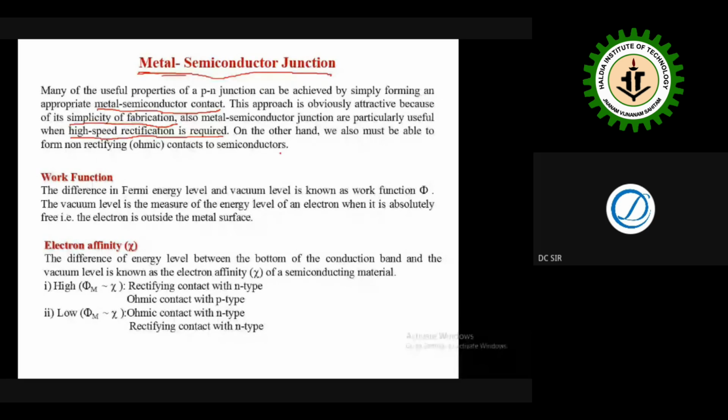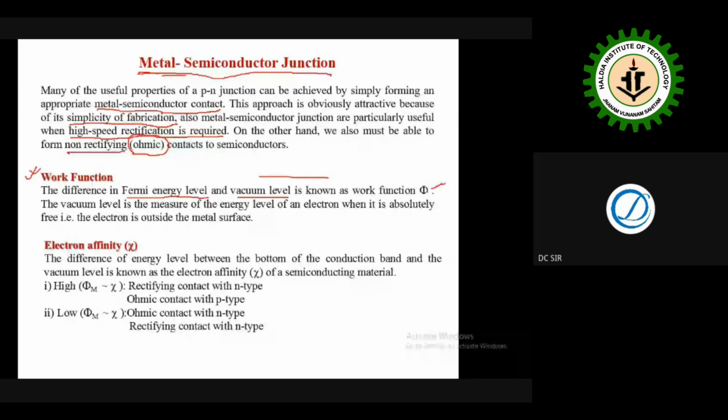On the other hand, we also must be able to form a non-rectifying contact, that means an ohmic contact, to semiconductors. Before we discuss the metal semiconductor junction, we first discuss some points, starting with what is work function. The difference between the Fermi energy level and the vacuum level is known as the work function, which is denoted by phi.